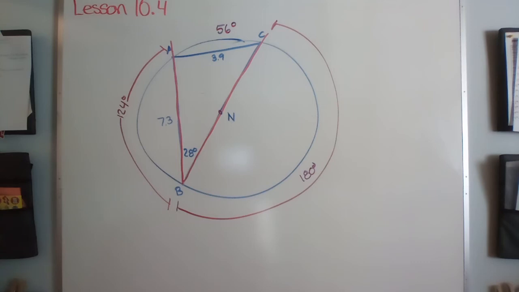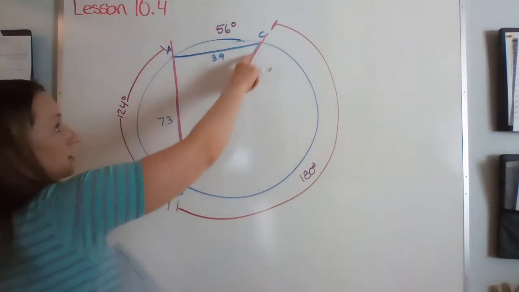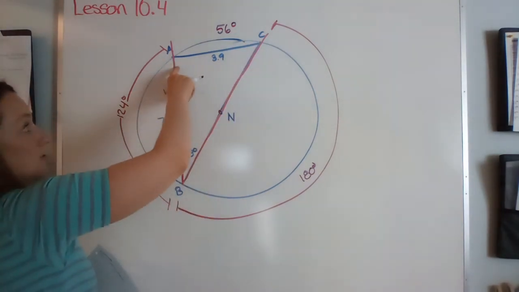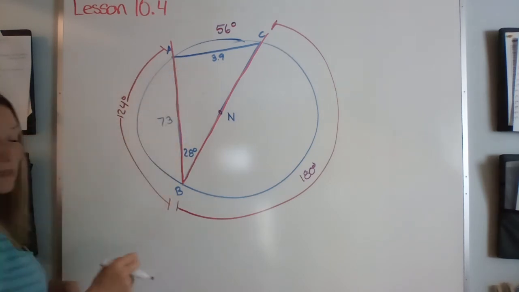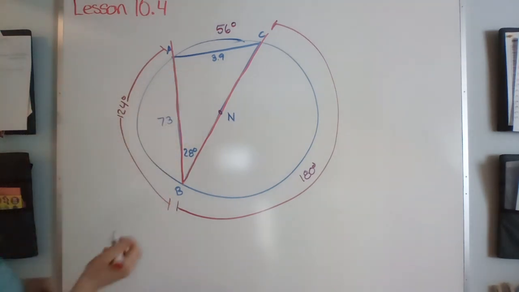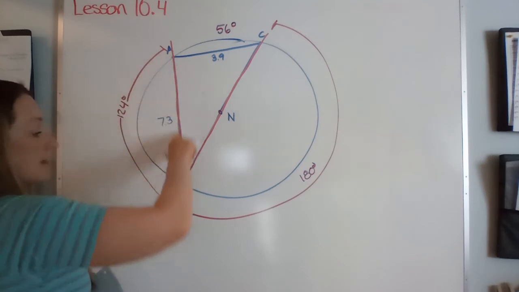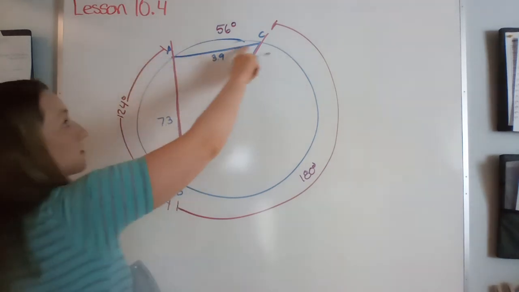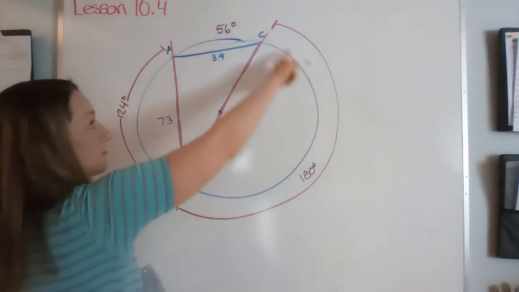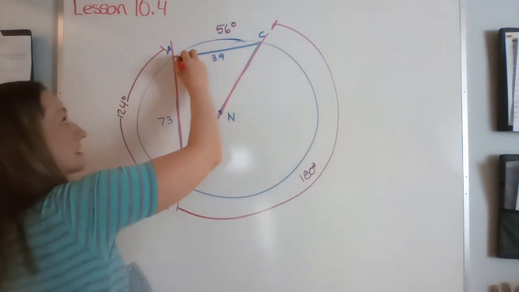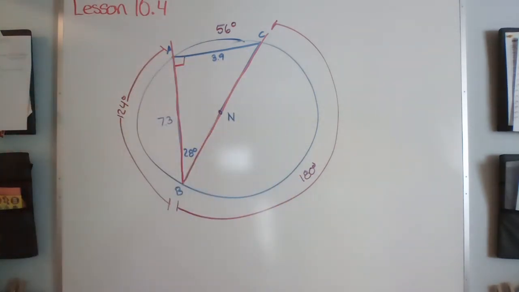From there, what are some other pieces of information that we can determine? If this is a diameter, and this is an inscribed angle, what's the measure of this angle? We just talked about this in one of the theorems. It's a right angle. Or extend the sides of that angle, it intercepts the semicircle, 180. So 180 divided by 2 is 90. That's a 90-degree angle.